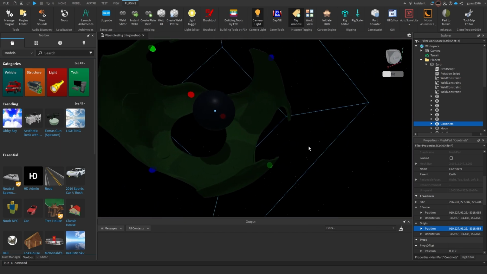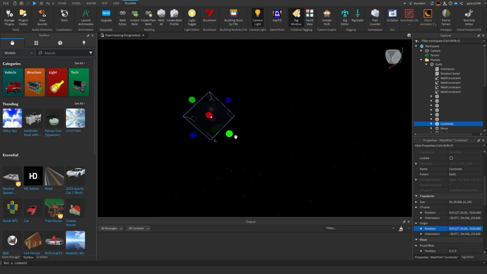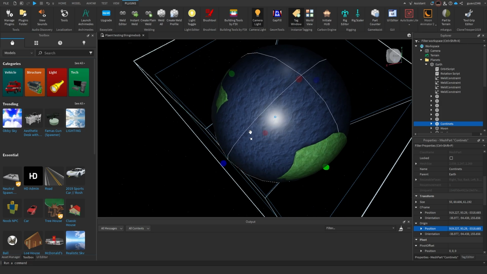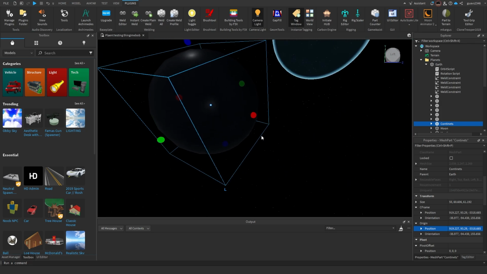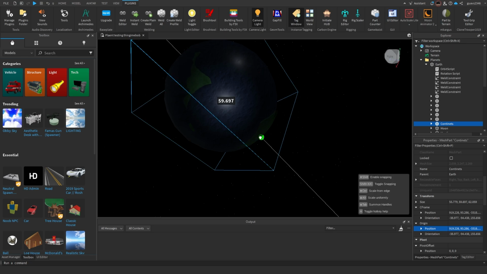Oh, crap, this is too big. We could just lower it down a bit. I know it's not to scale to Earth. No, it's not, I know that. This doesn't look exactly like Earth, but it's an Earth representative.